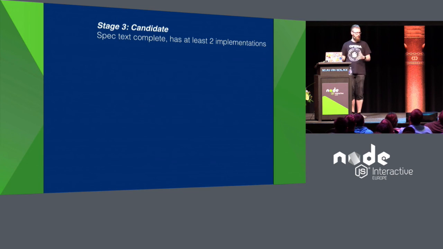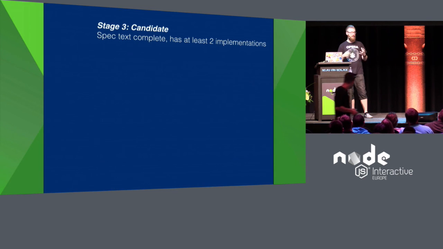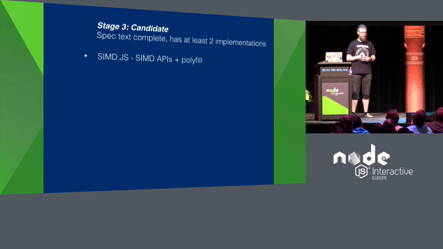For the last few minutes, I'll go through the things that are in the final stage right now, which could still become stage 4 before the end of the year. There is SIMD.js, the APIs and the polyfill, which you can use if you do a lot of calculations, game development, maybe something like that. It's really useful. It increases your calculation speed extremely well.